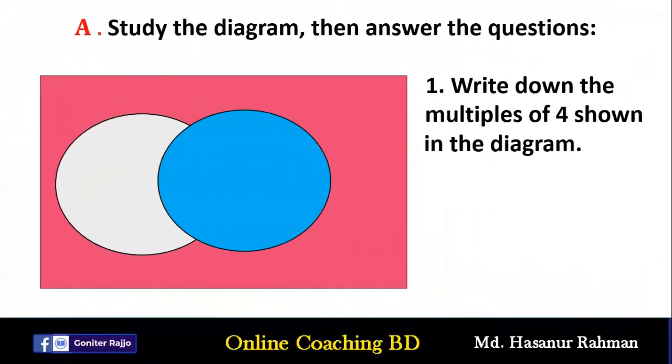So this page is all about the common multiples and we've already learned a lot of things from page 46. What is multiple, what is common multiple, what is least common multiple. So now we'll learn something more at page 47.